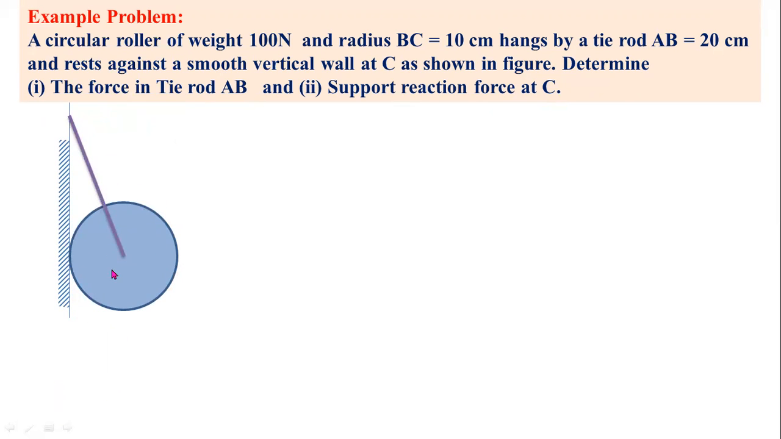A circular roller of weight 100 newtons and radius BC equal to 10 centimeters, hangs by, supported by a tie rod AB. The length of tie rod AB equal to 20 centimeters. This roller rests against a smooth vertical wall at point C. Point C is the common contact point between the roller surface and vertical support.